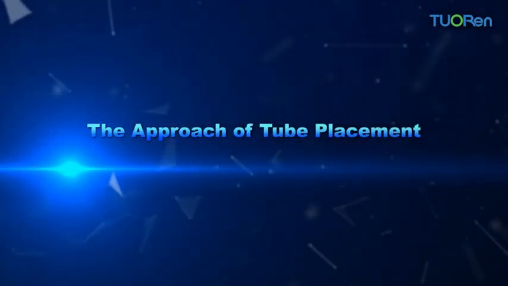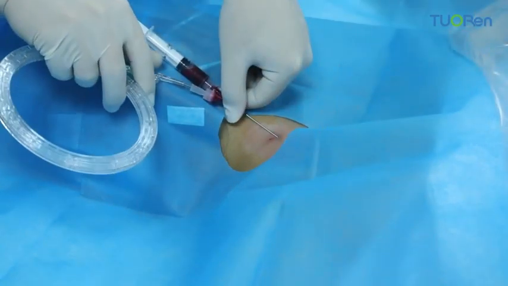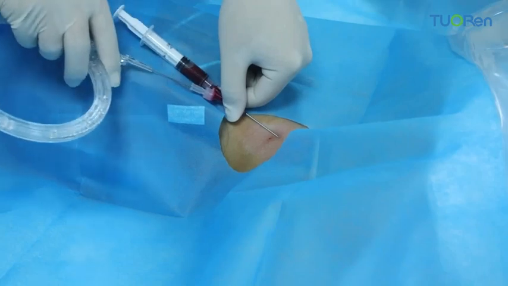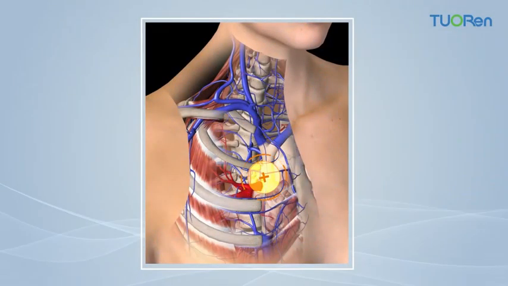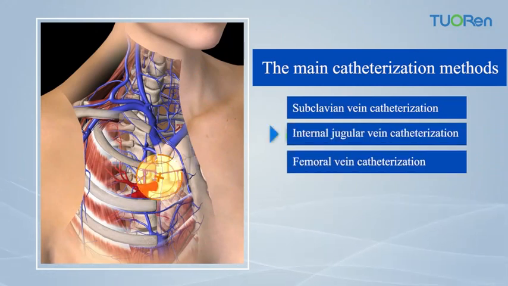The approach of tube placement. The main catheterization methods: subclavian vein catheterization, internal jugular vein catheterization, and femoral vein catheterization.